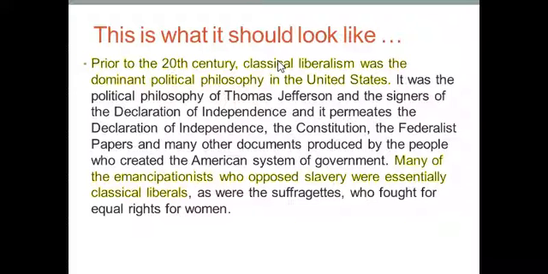So I would make a note of that on the side in the margins. I would write that down. And then when you go down towards the bottom, there's a sentence in the middle that says many of the emancipationists who opposed slavery were essentially classical liberals. Well, I wonder where his sources are, because he doesn't have a footnote or any kind of MLA citation. So I might write next to that, what is his source? How does he know this?